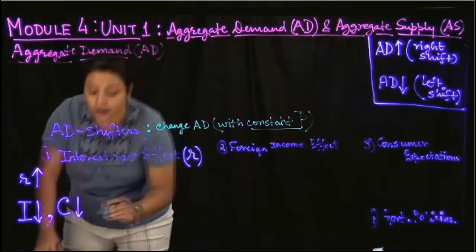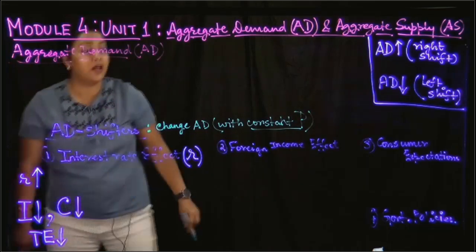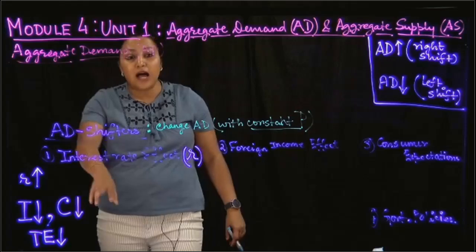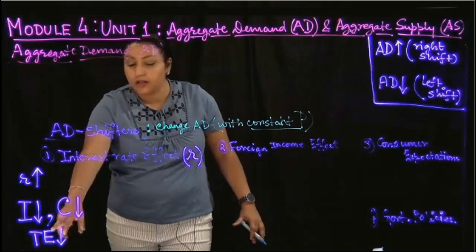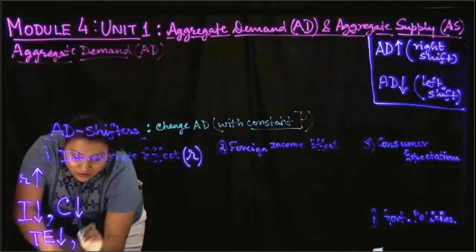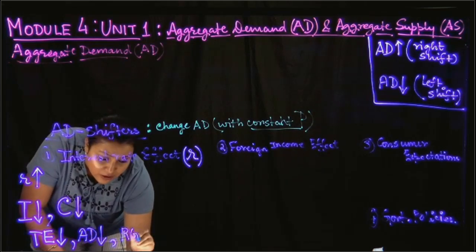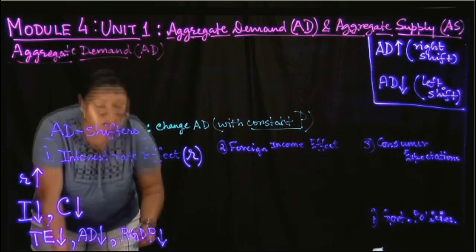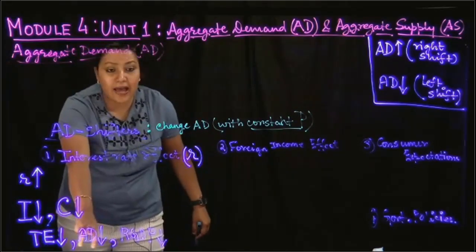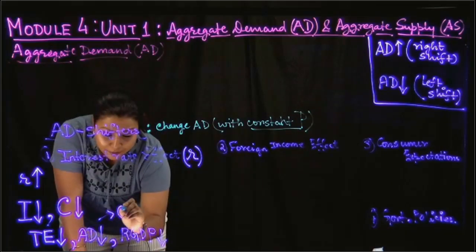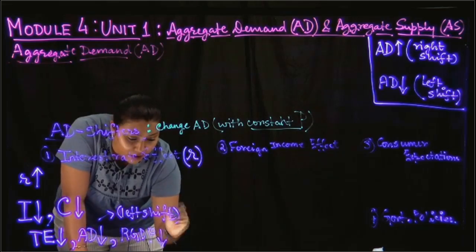And these two together are going to lead to a decrease in the total expenditure of the economy, because remember your total expenditure was C plus I plus G plus NX. So everything staying the same, if I and C go down, then total expenditure goes down, and as a result of that your aggregate demand goes down, and as a result of that your real GDP goes down. Please note that this decrease in aggregate demand is going to be reflected by a left shift of the aggregate demand curve, a left shift.